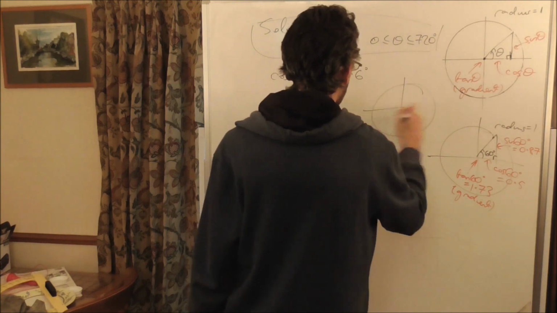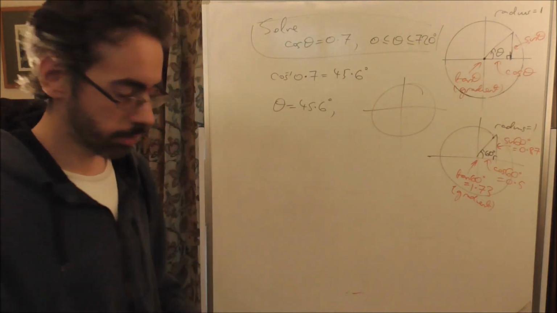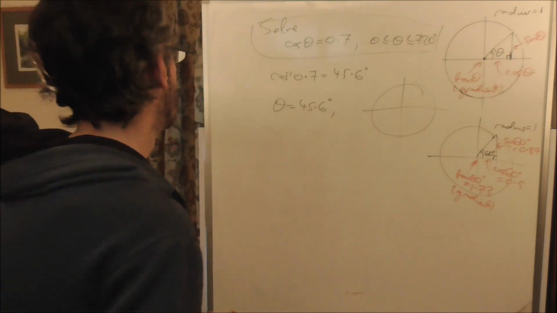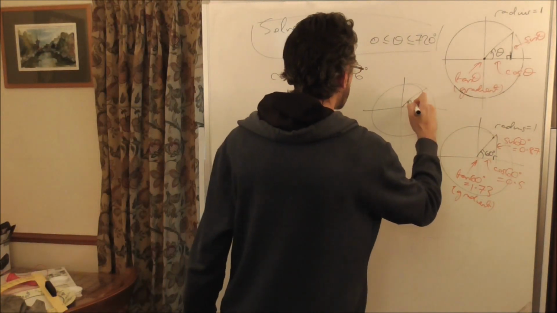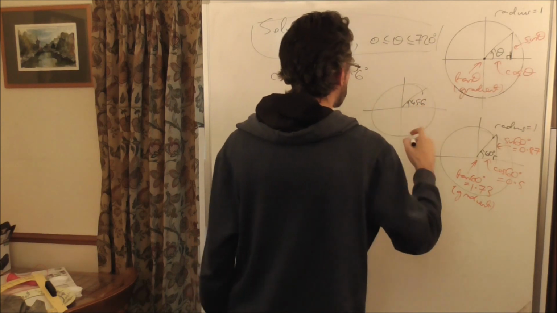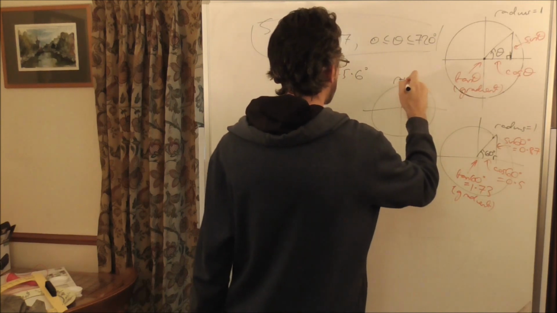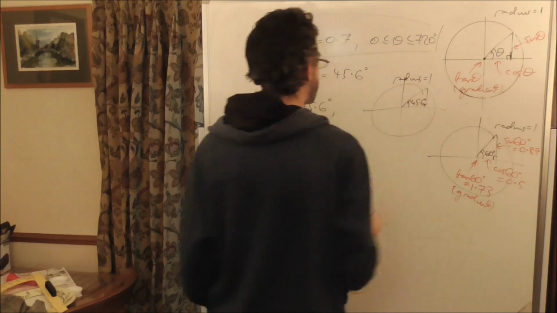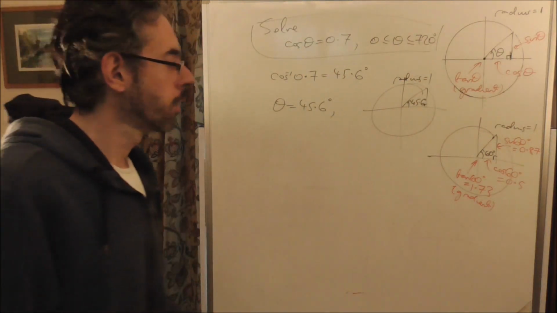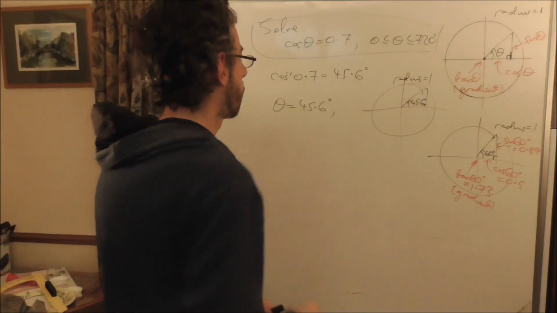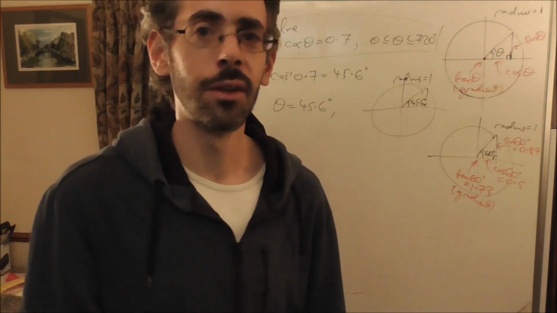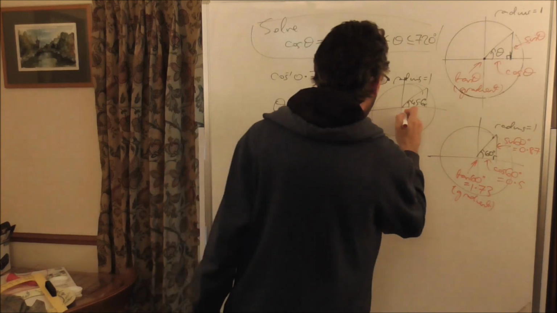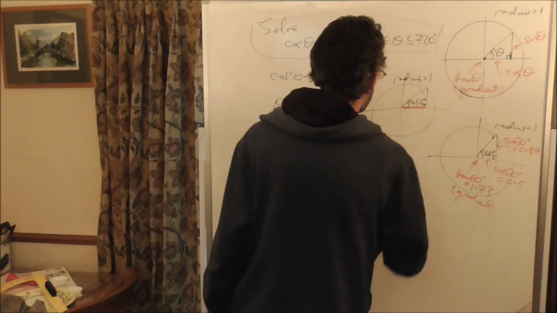Again, after a while, when you know what's going on, you won't need to draw the circle every time, but this is just to show you what's going on. 45.6 is here roughly. Drop a line down, you've got your right angle triangle. This is a unit circle of radius 1. Now the cos value of an angle is just the base of the triangle. So this angle has a cos value of 0.7, which just means that this base length here is 0.7.